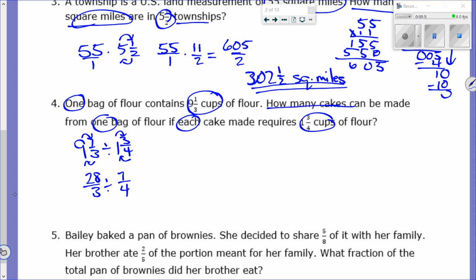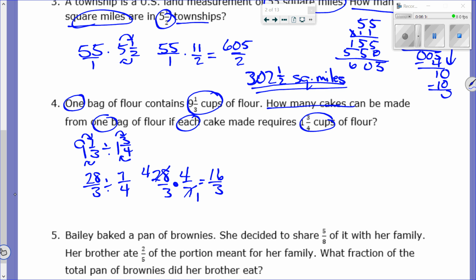Now's where I do my keep, change, flip. So 28 thirds, change to times, flip, multiply by the reciprocal. One reduction, I've got 7 and 28. I can divide both those by 7. 4 times 4 gives me 16. 3 times 1 is 3.